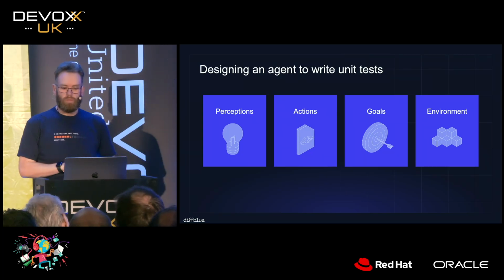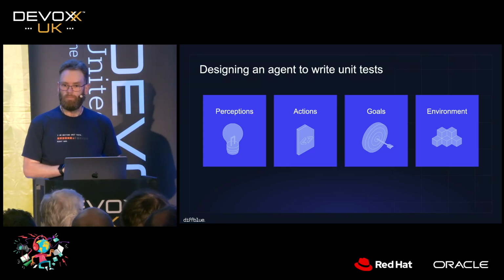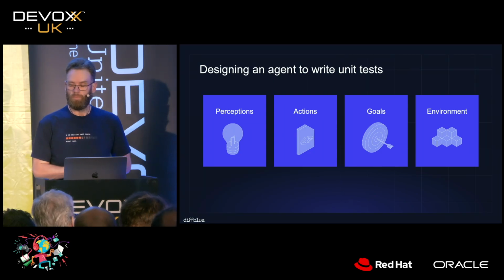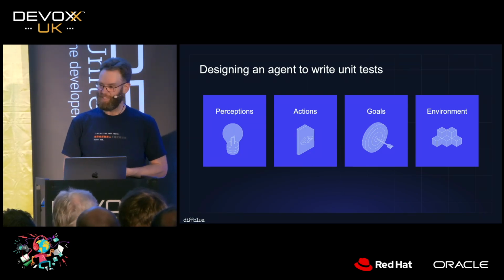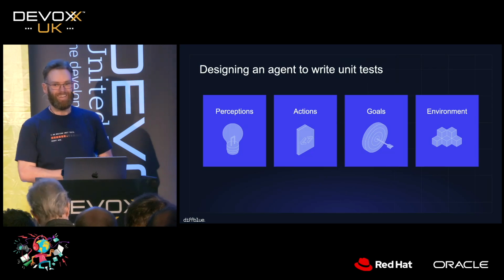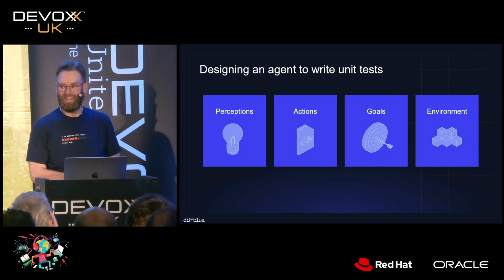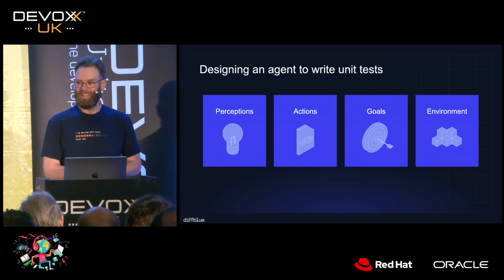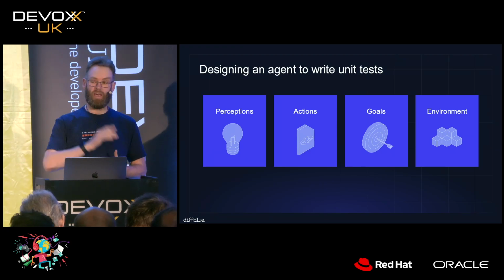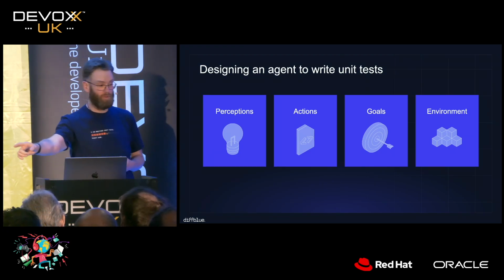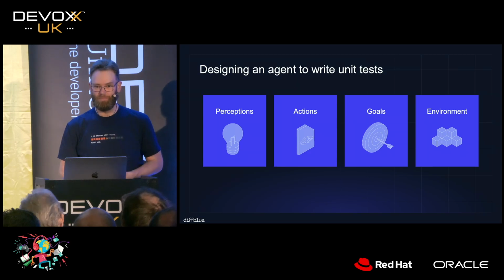What sort of actions might we want to perform? Output some tests. Yes. That's a very important one. Report if you can't. Again, that is a very important one, and I love that you've brought that up. We will talk about that in a minute.